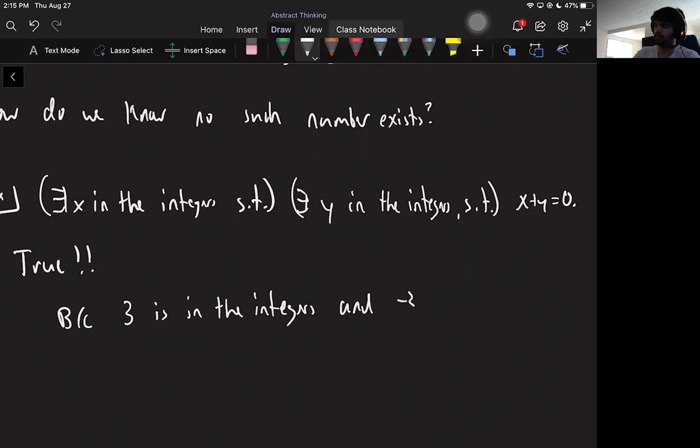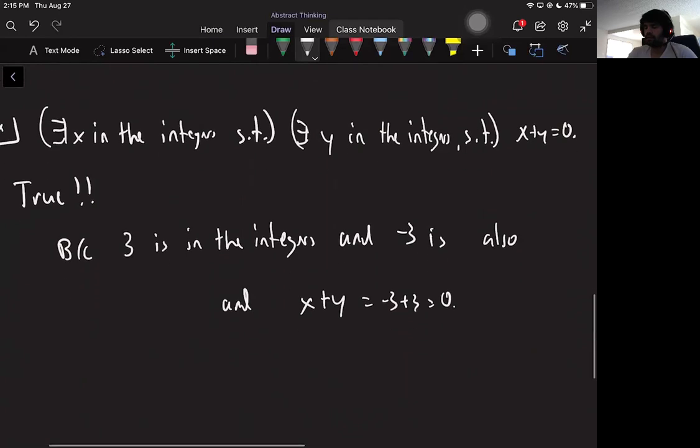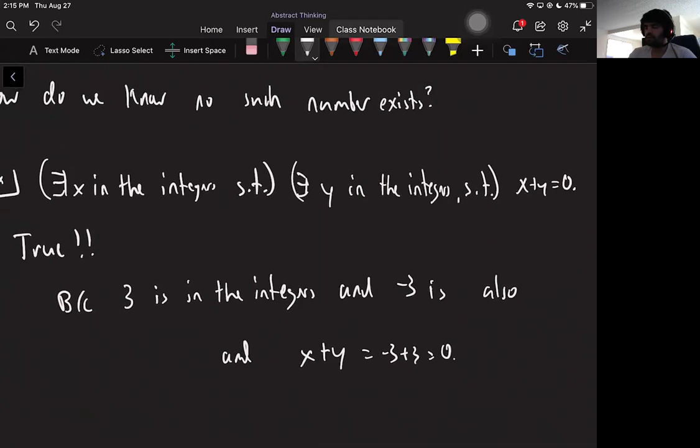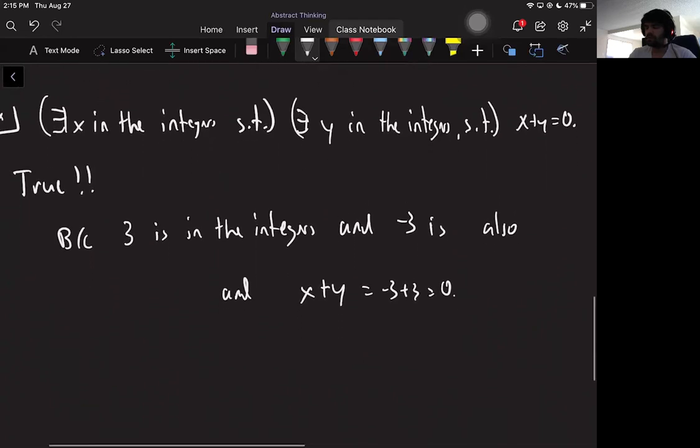And -3 exists in the integers as well. And when I add them together, I do get 0. So it works every time, but it only has to work once for this to be true.